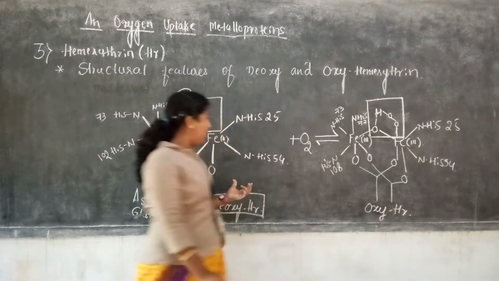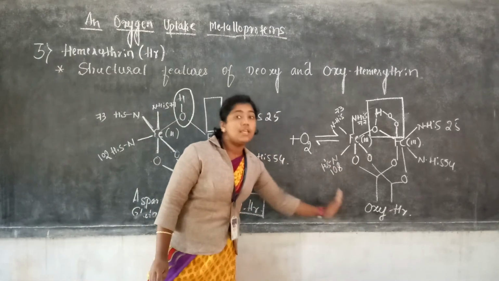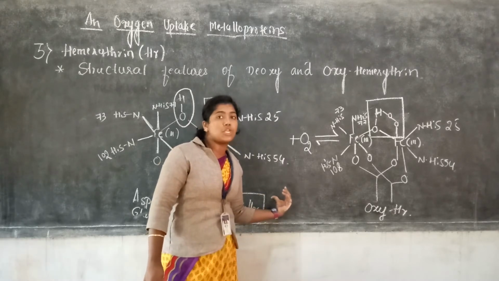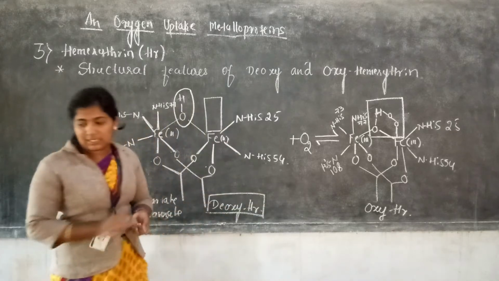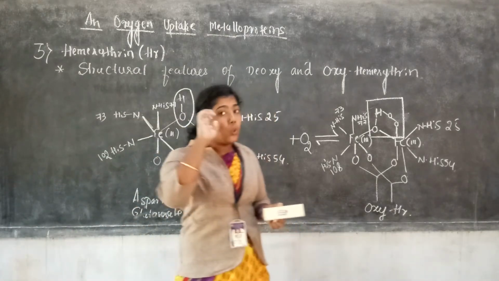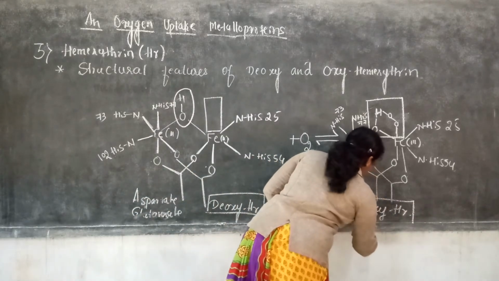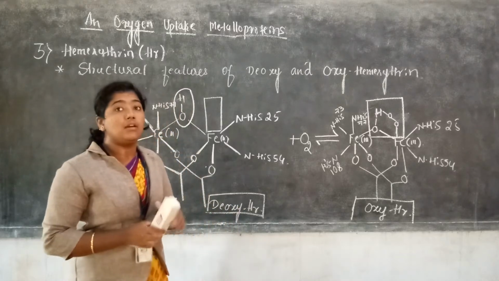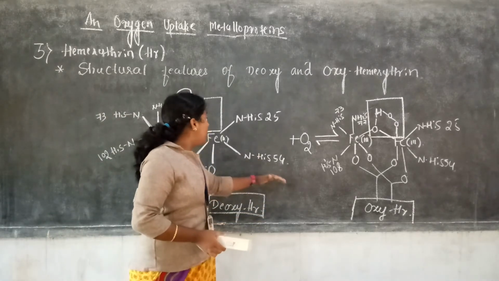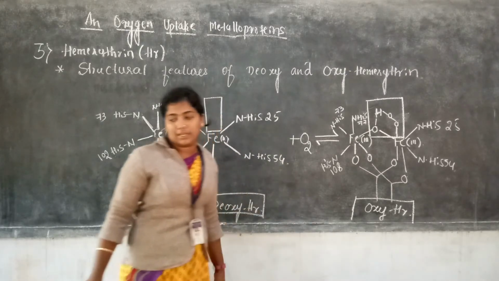Okay, so in the formation of oxyhemerythrin from deoxy, an intermediate reaction takes place between these forms. So let us discuss the reaction, this intermediate reaction between deoxy and oxyhemerythrin. Okay. Before going to discuss the formation of the intermediate, I will explain the magnetic nature of the deoxy and oxy forms of hemerythrin.